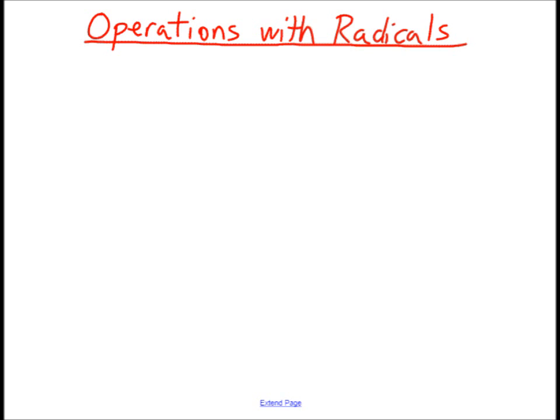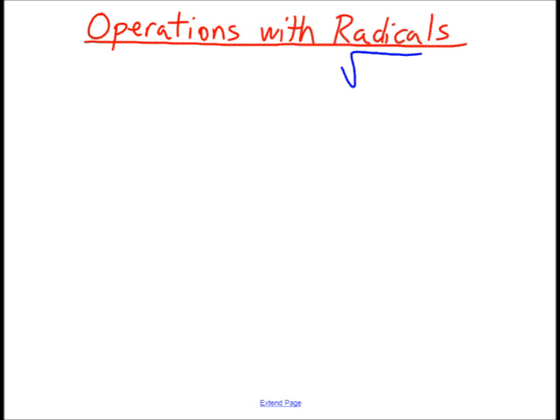Today we are going to talk about operations with radicals. Now remember, a radical is basically a square root. It's not just a square root, we also see this sign in other situations where we do cube roots or fourth roots. But for the most part, for our terms right now, a radical is pretty much a square root sign.